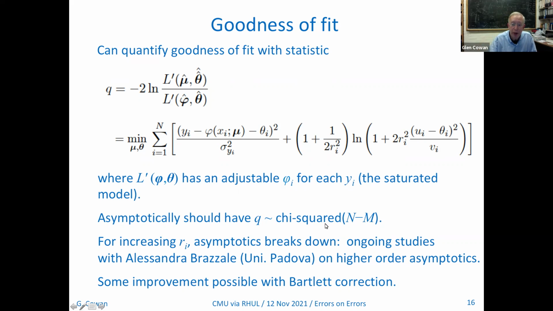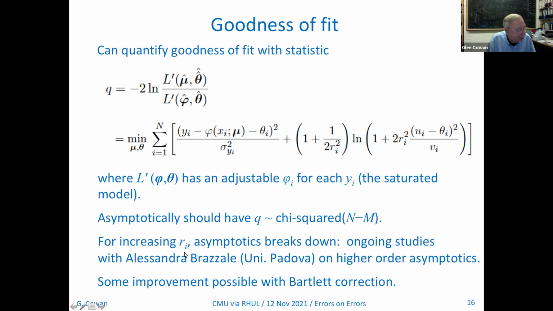Asymptotically, that should have a chi-square distribution for n minus m degrees of freedom, where n is the number of measurements and m is the number of parameters of interest. Now, the problem is the following: that statistic has a chi-square distribution if it's built up out of a sum of squares of Gaussian distributed quantities. But that's no longer the case because the sum of the quadratic term has been replaced by this logarithmic term. And so what happens is that when these error on the error parameters, the little r_i's, get a little bit too large, then the asymptotics breaks down.